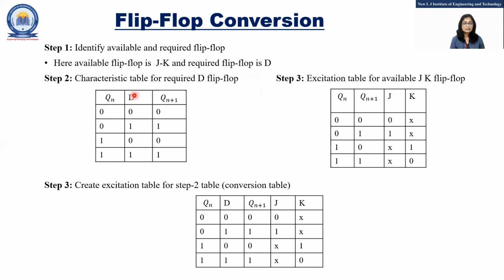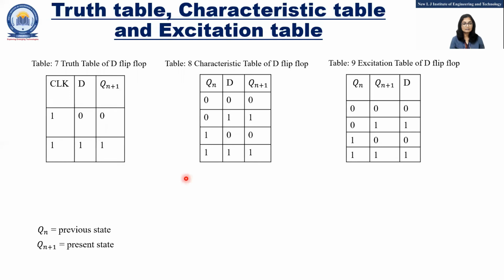Second step, characteristic table for the required flip-flop. Here the required flip-flop is D. So we'll write the characteristic table for the D flip-flop. That is already given here. Okay, characteristic table of D flip-flop.